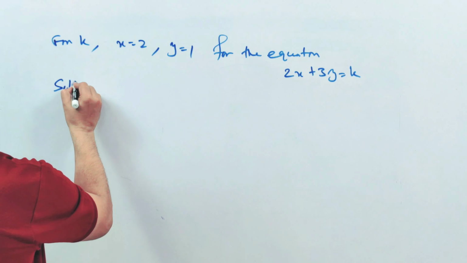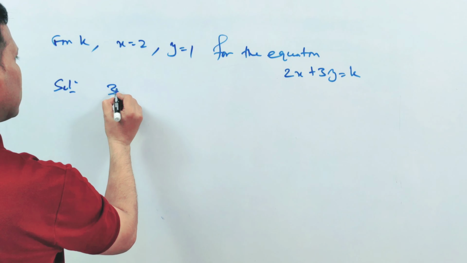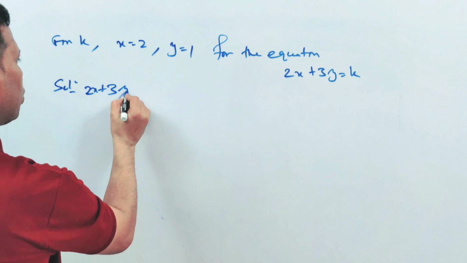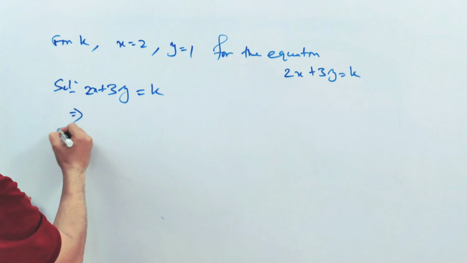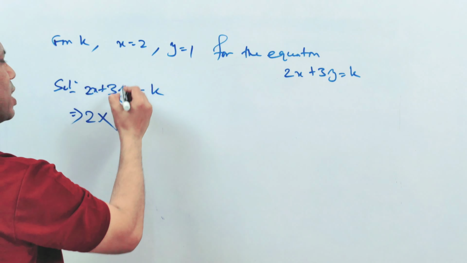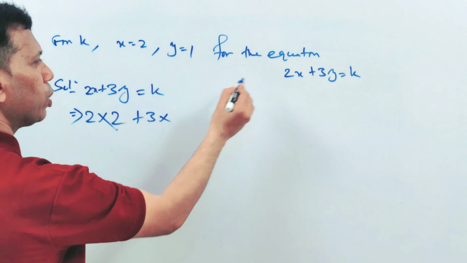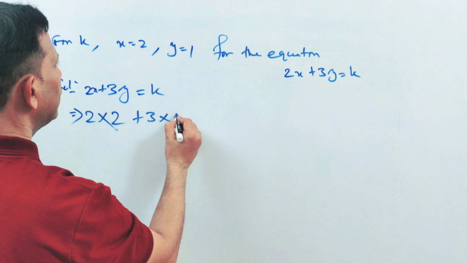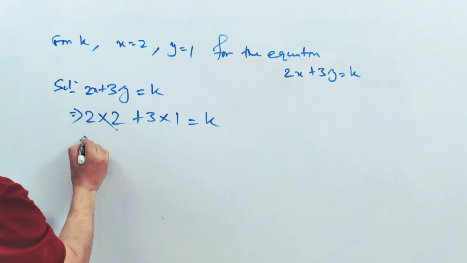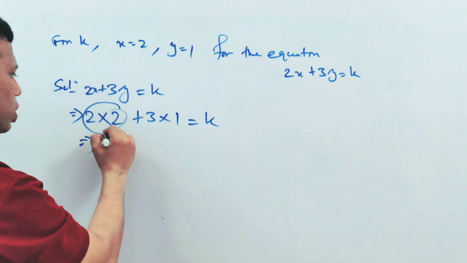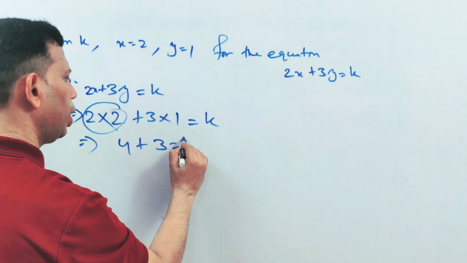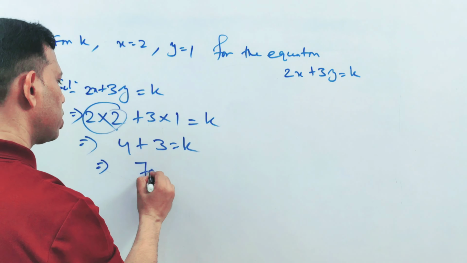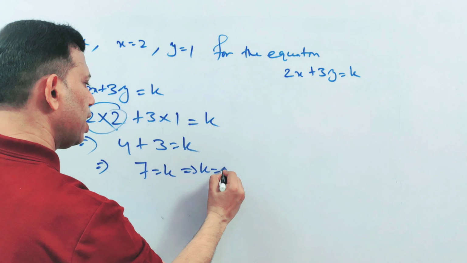So now the solution. This is 2x plus 3y is equal to k. What is given? 2 into x is how much? 2. Plus 3 into y is how much? It is 1, is equal to k. Now you see, 2 twos are 4, 3 ones are 3, k. So 4 plus 3 is 7, is equal to k, or k is equal to 7.